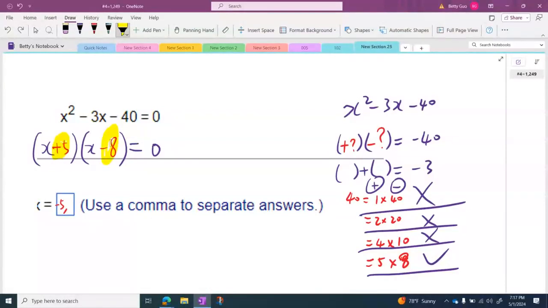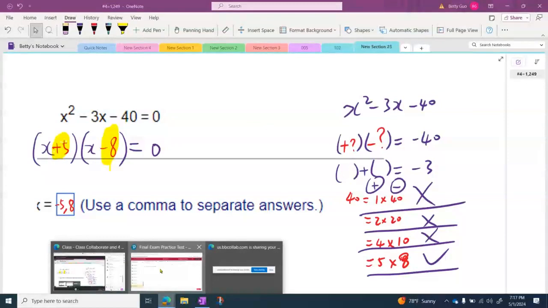Look at this red number. Its opposite is positive 5. You don't have to enter plus 5, just 8. Sorry, my bad. Negative 8, its opposite is positive 8. I start to lose it now, right? Okay, so positive 5 opposite negative 5. Negative a opposite is positive a. So the answer is negative 5, comma 8.